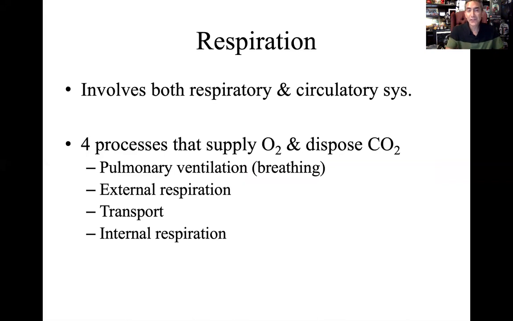When we talk about respiration, this can mean something a little bit different in 1306, in introductory cellular biology. So respiration, we can talk about with the mitochondria, cellular respiration, right? The generation of ATP from a glucose molecule. We're not going to use that particular context. We're going to talk about respiration, and respiration will involve both the respiratory system and the circulatory system. So again, there's that integration of our two systems. Within the framework of our discussion today, we're going to look at the four processes that supply oxygen to the body and remove CO2 from the body.